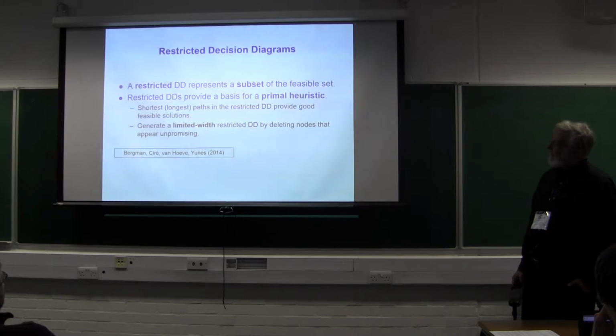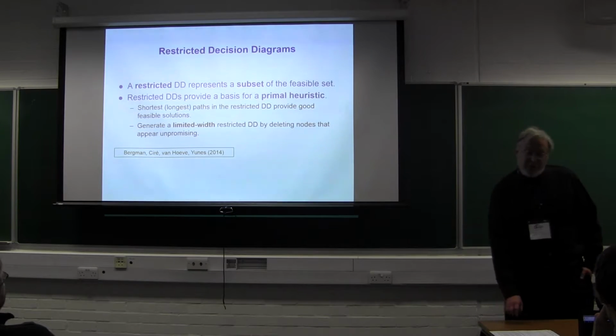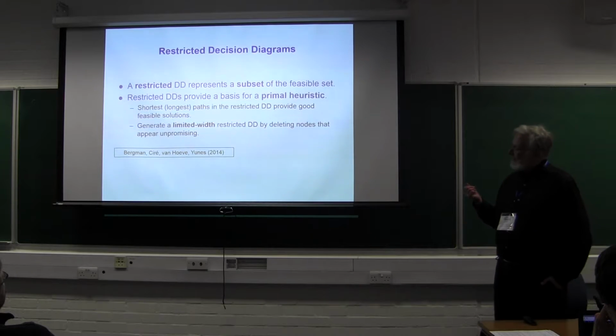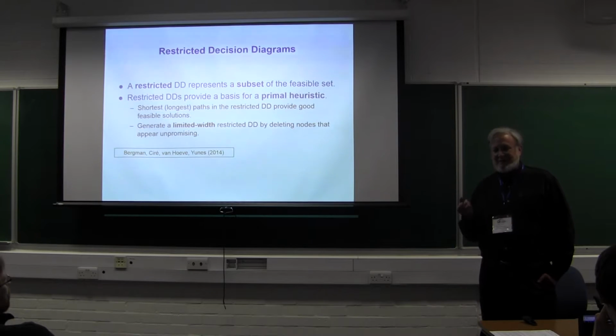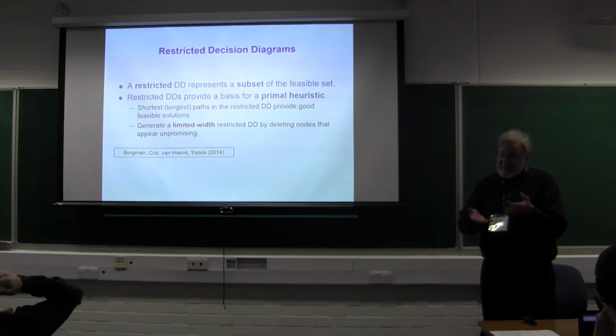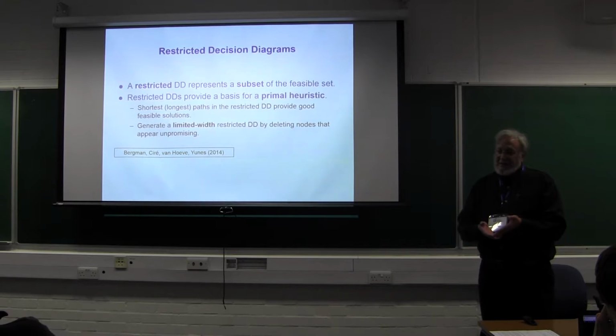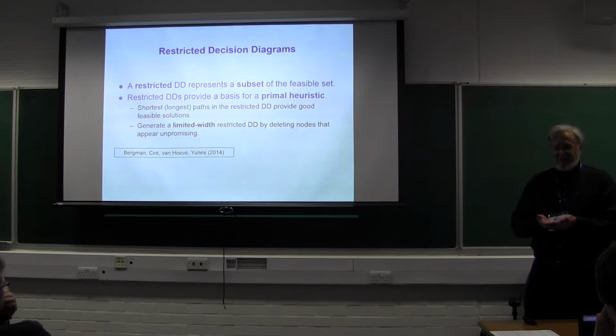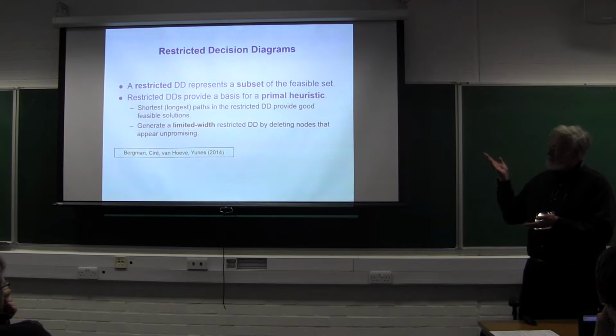Now there is a dual of the idea of a relaxed diagram, and that's a restricted diagram. In fact, you can take the relaxed diagram for the problem, and then negate it. Take the negation of that Boolean function, and you get a restriction. So that's one way to create a restricted diagram. And there are other heuristics.